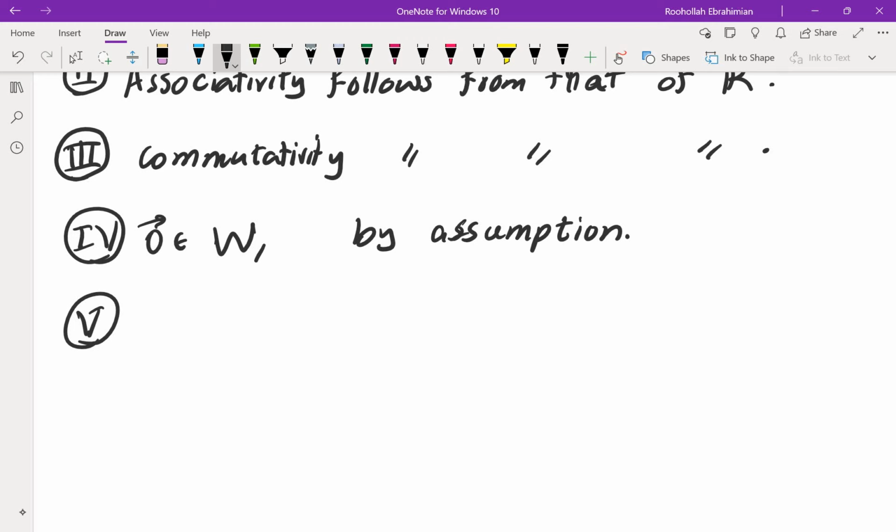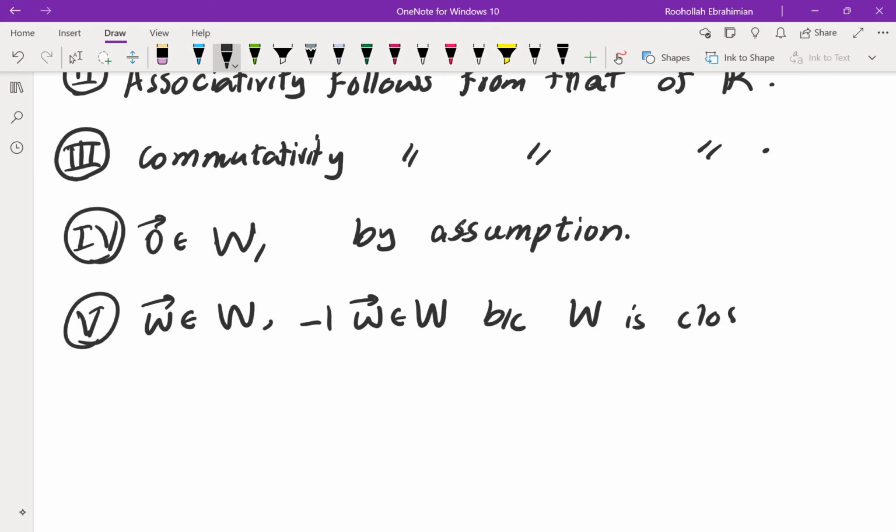The sixth one is additive inverse. So let's take some w in W. I will have to show that minus w is also in W. And the things that we know are W is closed under addition and scalar multiplication. Well, we can create negative w by multiplying w by -1. So -1 times w is in W because W is closed under scalar multiplication.